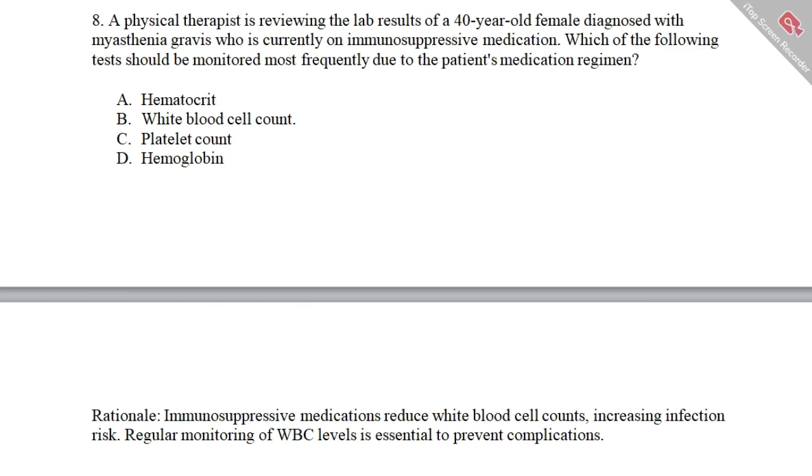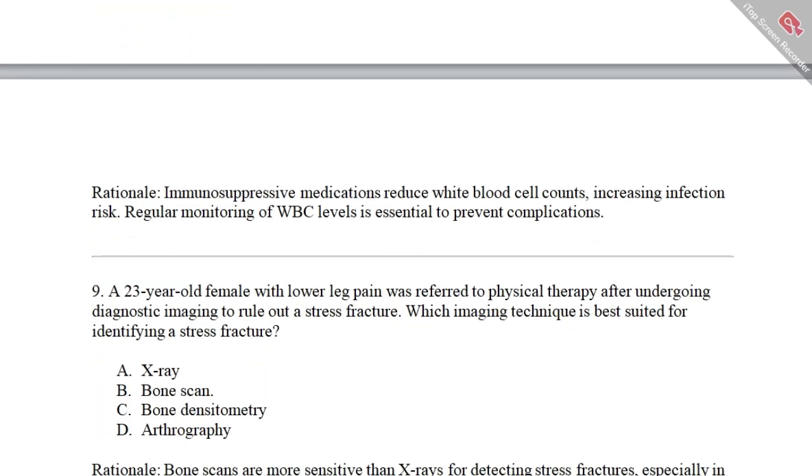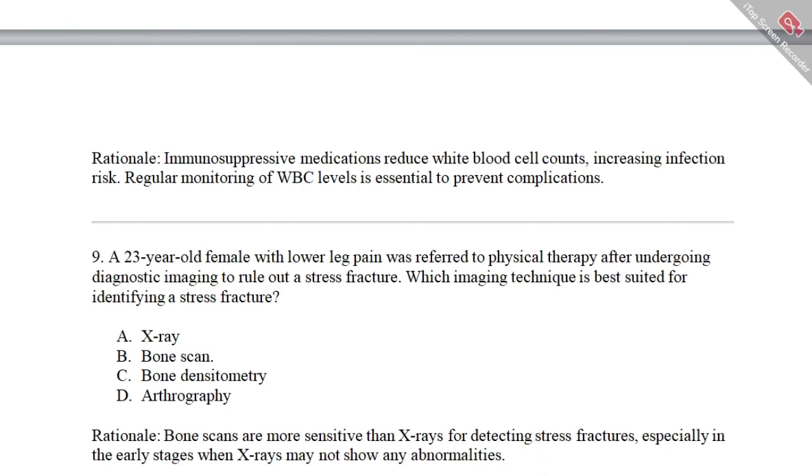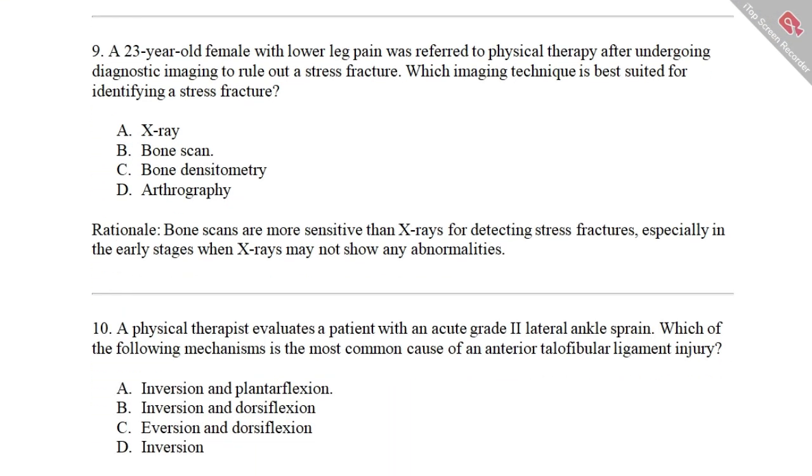Related to the patient's diagnosis and immunosuppressive medication, all these types of words you need to keep in mind and then select the best option. Use your clinical knowledge and your theoretical knowledge. Option B is the correct answer, white blood cell count. Why? Immunosuppressive medication reduces white blood cell count and increases infection risk. Regular monitoring of WBC level is essential to prevent complications. Let's move to question number 9.